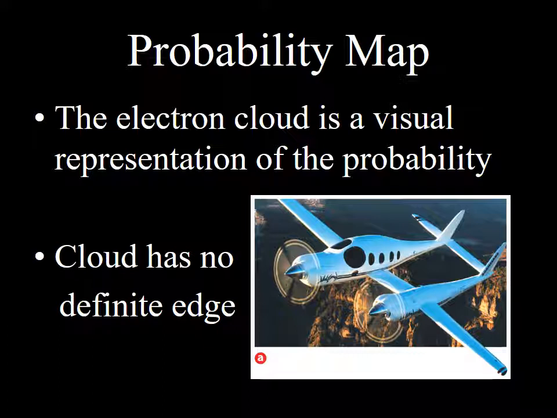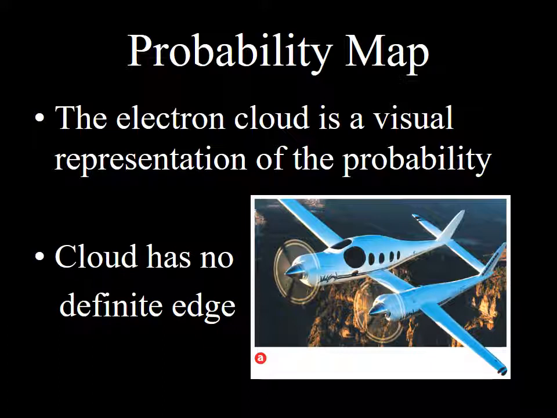The blade is not a mile away from the plane. It's most probably going to be found somewhere in that blurred area. So that's kind of the idea with a cloud. The electron cloud is a visual representation of the probability of finding an electron in that area. We call it a cloud because a cloud has no definite edge. It doesn't just stop. A cloud instead just dissipates. It gets less and less dense. There are fewer and fewer water molecules making up that cloud. It just gets more and more thin until eventually it disappears.